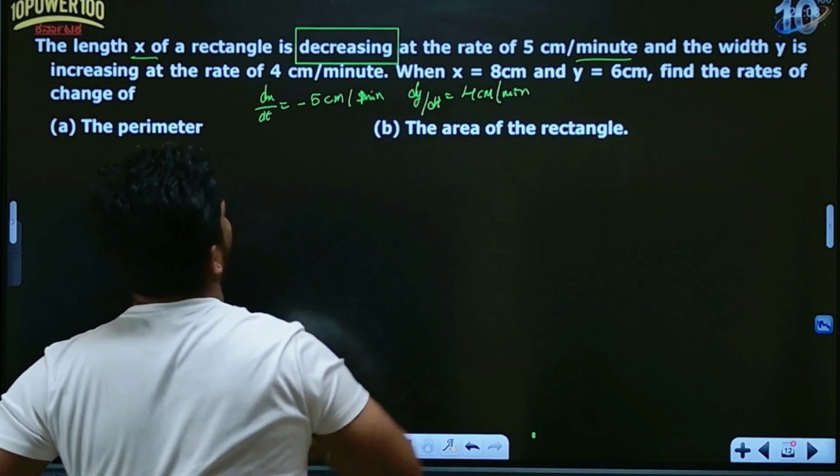Okay, first one. So the perimeter. So perimeter ಬಂದಾಗ it is, perimeter is equal to 2x plus 2y ಅಲ್ವಾ, 2x plus 2y. ಓಕೆ, ಇವಾಗ ಒಂದು ಇಂಪಾರ್ಟೆಂಟ್ ಫ್ಯಾಕ್ಟರ್ ಹೇಳ್ತೀನಿ, ನೆನ್ಪಿಟ್ಕೊಳ್ಳಿ.